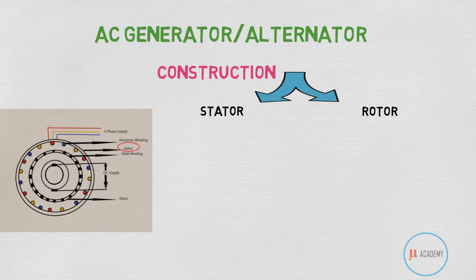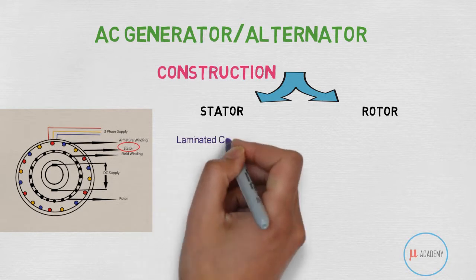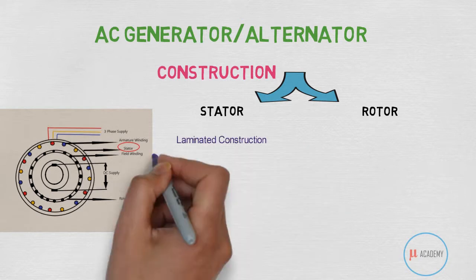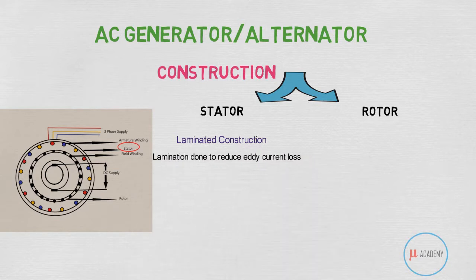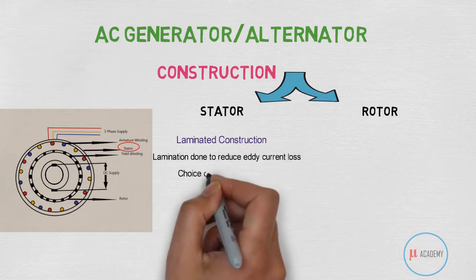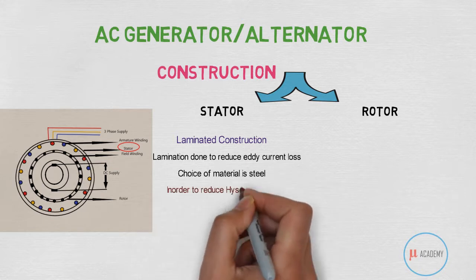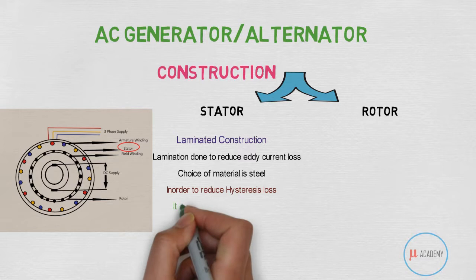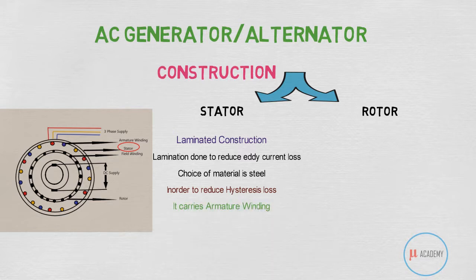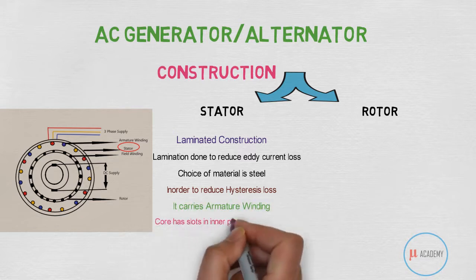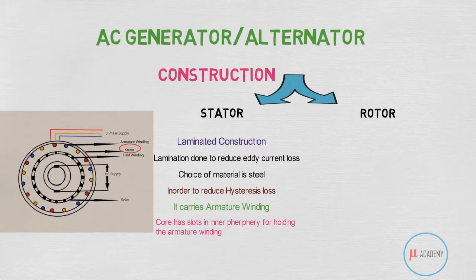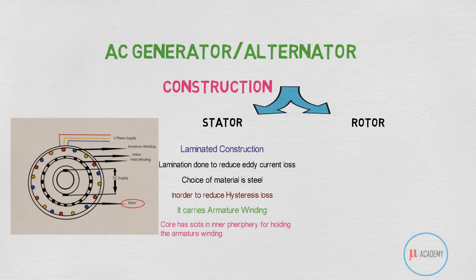Stator is of laminated construction. Lamination is done in order to reduce eddy current losses. Choice of material is steel in order to reduce hysteresis losses. It carries armature winding and the core has slots in the inner periphery for holding the armature winding.